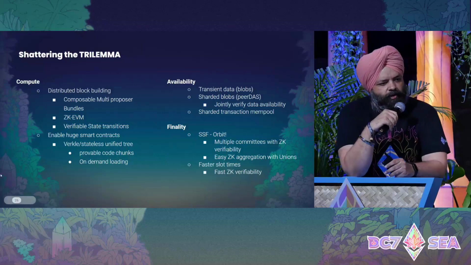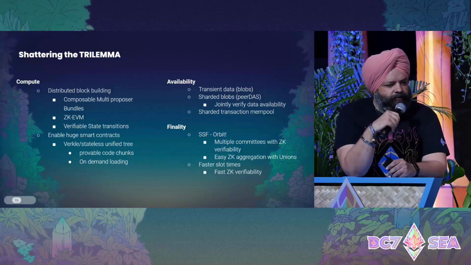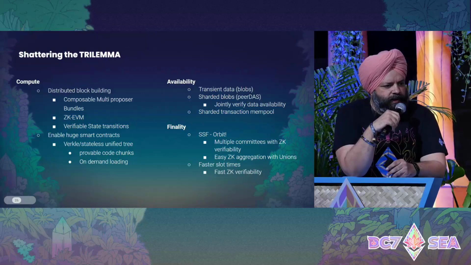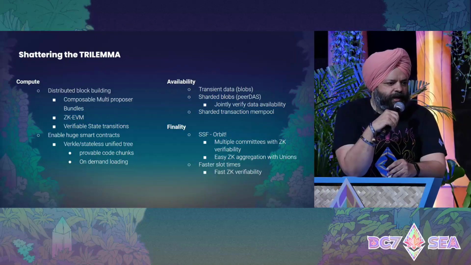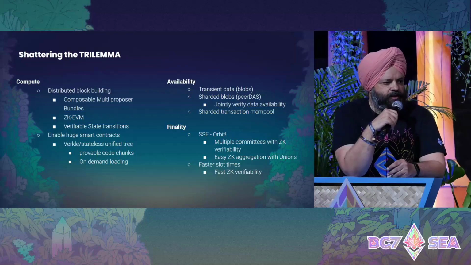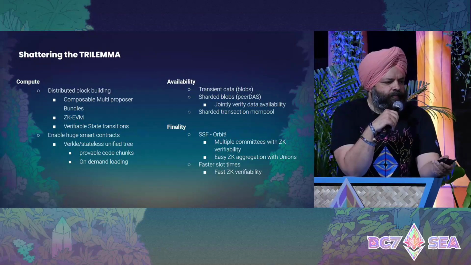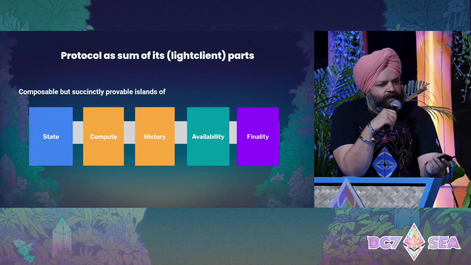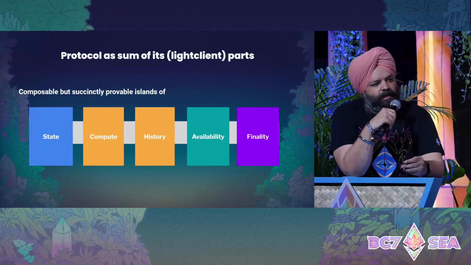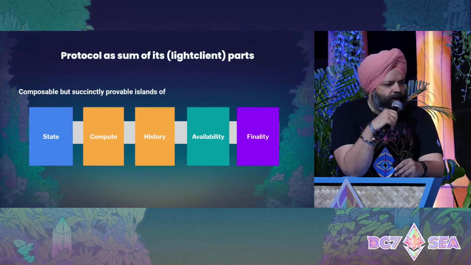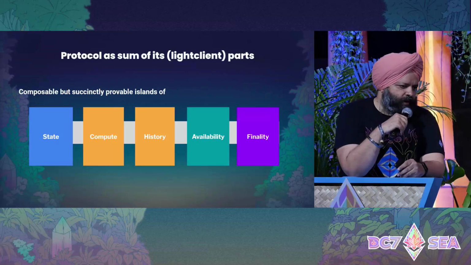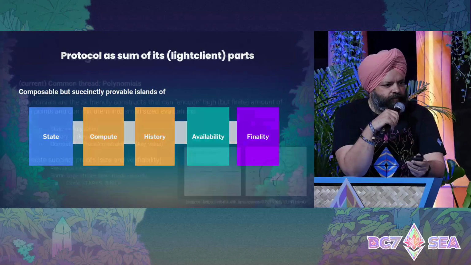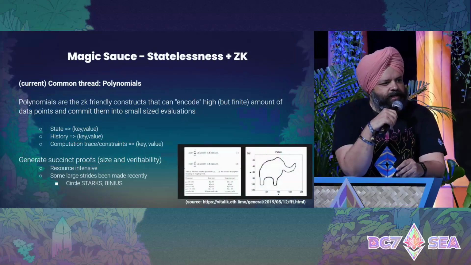Finality, we have Orbit, but we can push it even further by having multiple committees with ZK verifiability and easy ZK aggregation, which gives us fast ZK verifiability and could lead us to faster slot times. So we would want to see the protocol as a set of light client parts, and all these are composable, provable islands of state, compute, history, availability, and finality. And the magic sauce behind this could be statelessness and ZK.